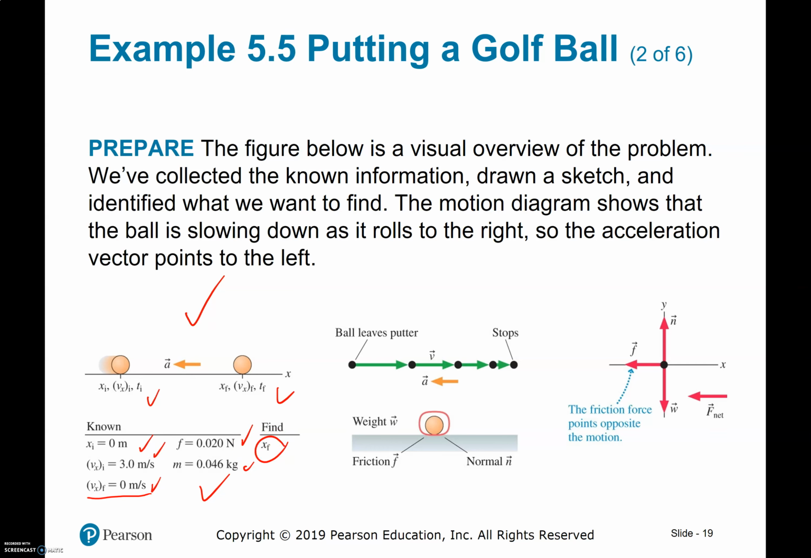Free body diagram, the most important thing. We have the normal force acting on the ball, we have the weight, and we have the friction acting backward. What is the net force? Well, normal cancels the weight, and the only thing remaining is the friction, which is equal to the net force.